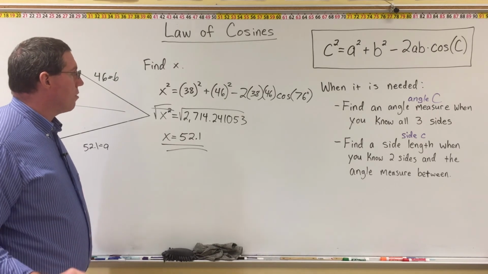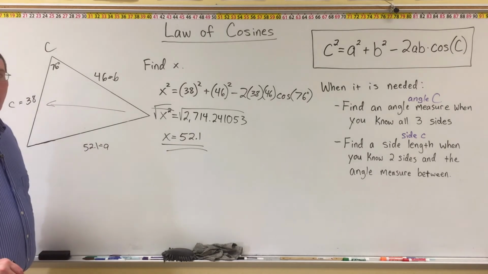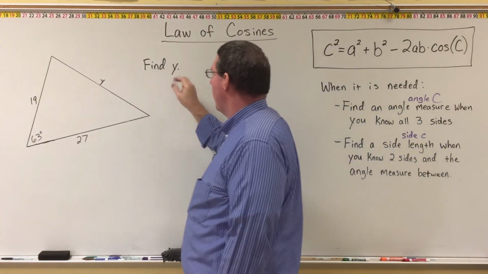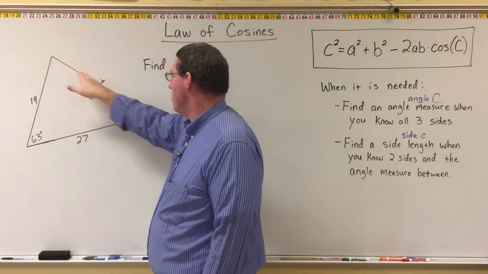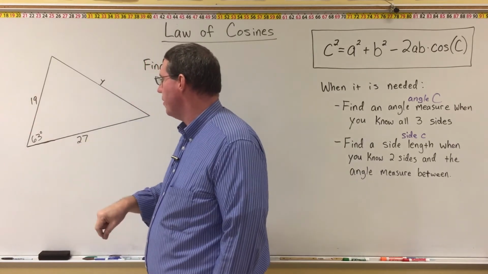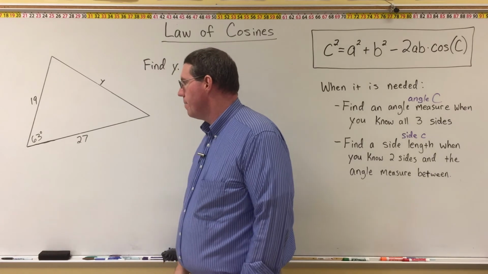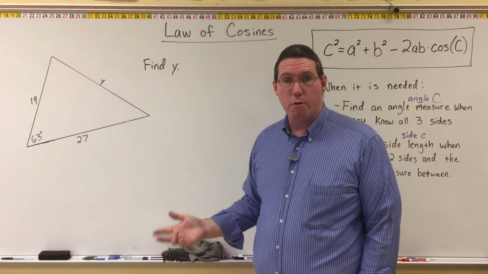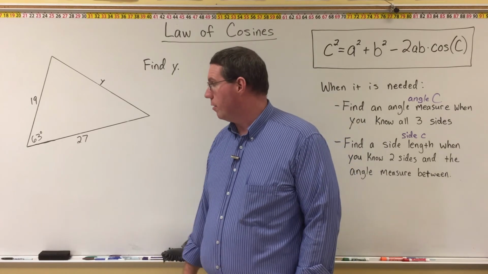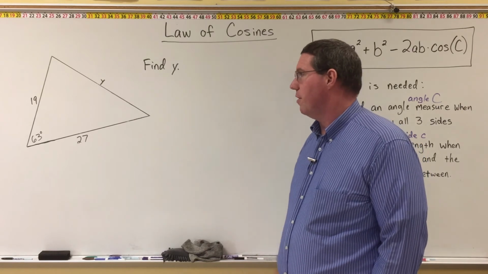I'd like to do one more example where we find a side length given an angle and two sides. We want to find the length of y, the missing side length. We know that the other two side lengths are 19 and 27, and the angle between them is 63 degrees. We could also do this in radians, but in this case we're using degrees. It wouldn't matter. You just have to change your calculator to radian mode if it was given in radians.